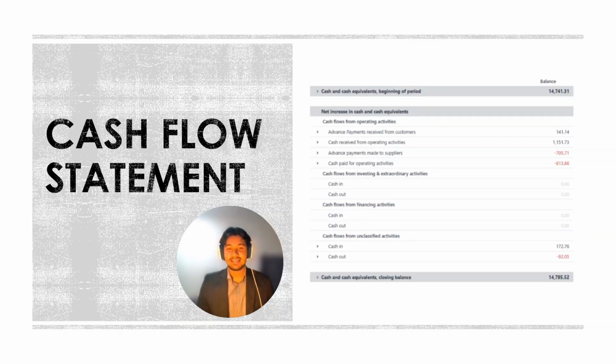All right, so this is our cash flow statement, which tracks the actual movement of money in and out of the business. From the operating activities, we received advance payments of, as you can see in the screenshot, $141.14 and an additional $1,151.73 from the sales. At the same time, we paid suppliers $705.71 and covered operating expenses of $613.66. Now, these were some smaller inflows and outflows recorded under some unclassified activities.